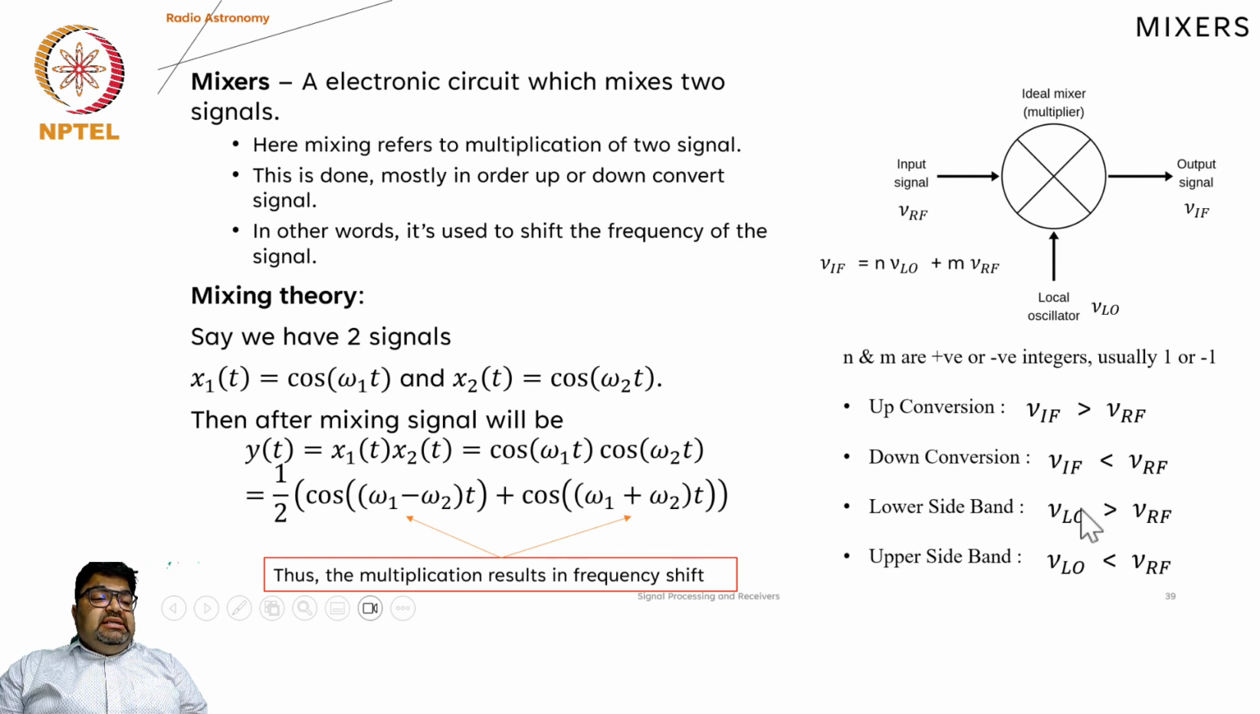Lower sideband is when the LO is greater than the RF frequency, and when the LO is lower, then it's called the upper sideband. So it mixes the two frequencies and causes a frequency shift at the end. Often we do a down conversion because if the frequencies are higher, we need down conversion to bring it to the lower passband, the baseband signal.